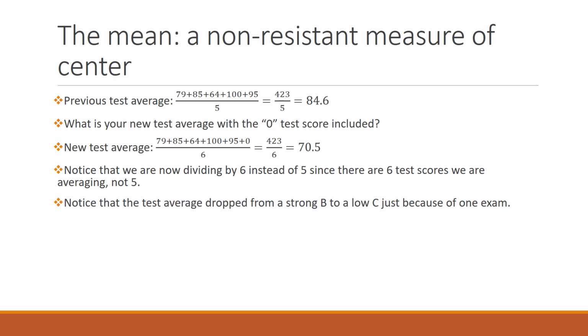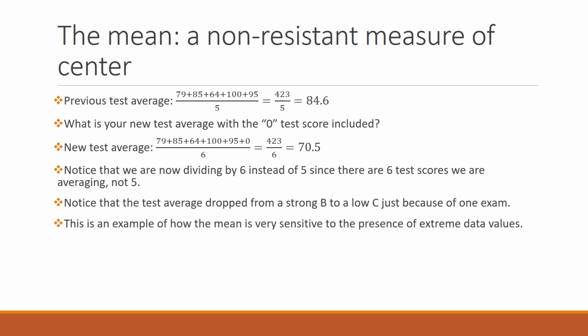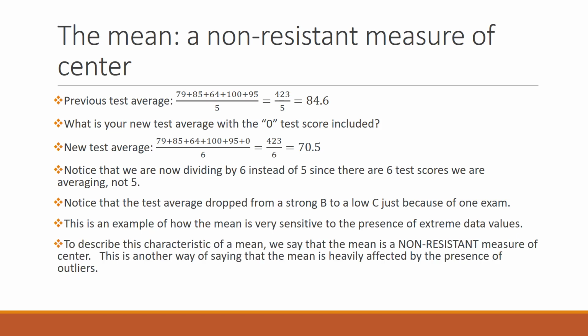We started out with a strong, solid B average, 84.6, but since we missed one test and we had a 0 there, all of a sudden the test score dropped from a mid B to a low C, just because of one exam. This is an example of how the mean is very sensitive to the presence of extreme data values. To describe this characteristic of a mean, we say that the mean is a non-resistant measure of center. This is another way of saying that the mean is heavily affected by the presence of outliers.